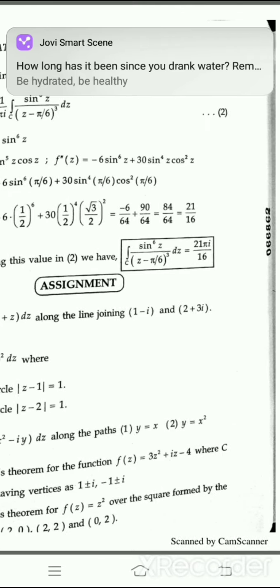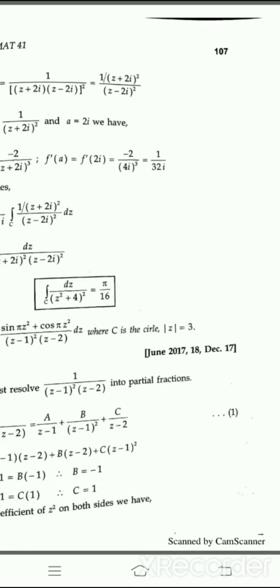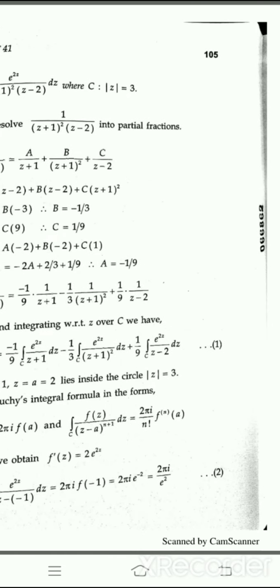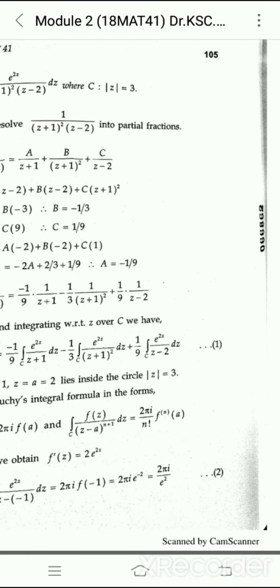These are all assignment questions. Okay, this is the complex analysis of conformal transformations. This is the topic of conformal transformations.